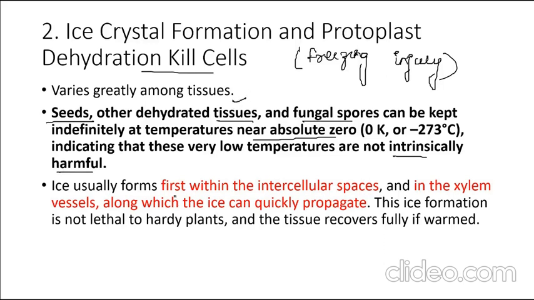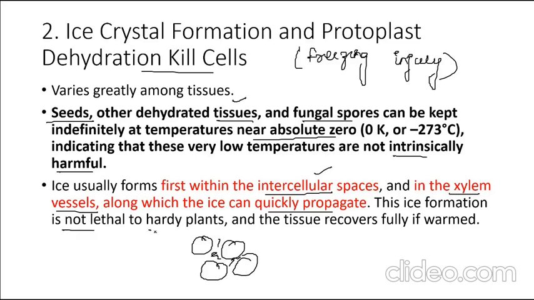So ice usually forms first in the intercellular spaces and in the xylem vessels, from where it quickly propagates. In these two regions it first forms, that is the intercellular space, in between the cells, and the xylem vessels, from where it quickly propagates. Now this ice formation is not lethal to the hardy plants. I already mentioned many times that hardy plants are the acclimated plants or the resistant plants.